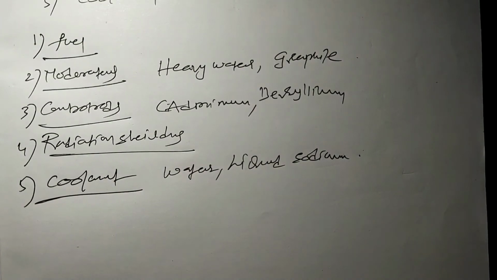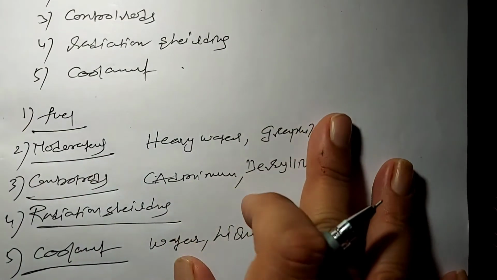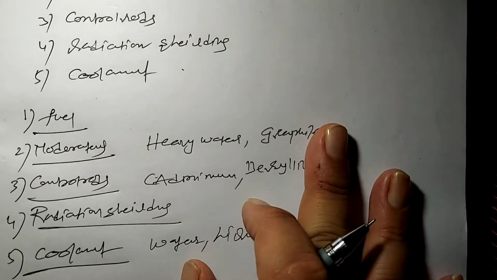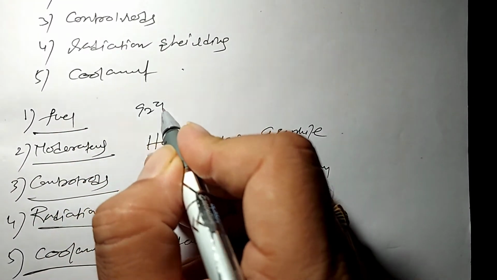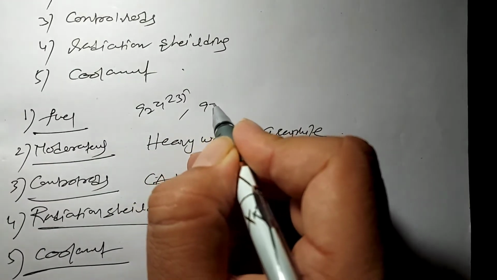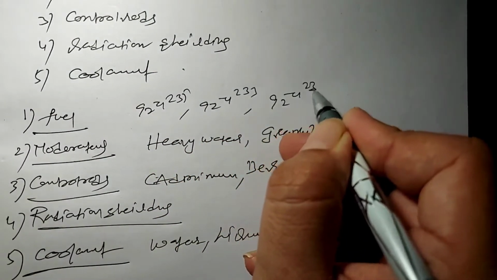Okay, these are the 5 essential parts. Just write a few points for every subtopic. 92 uranium 235 or 92 uranium 233 or 92 uranium 238, these are the fuel.